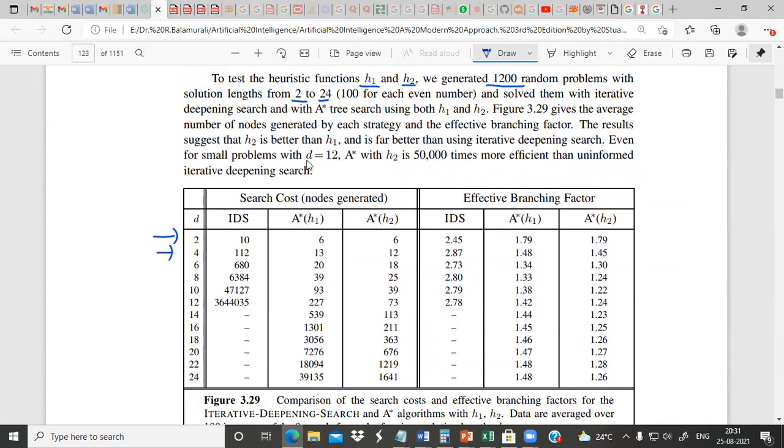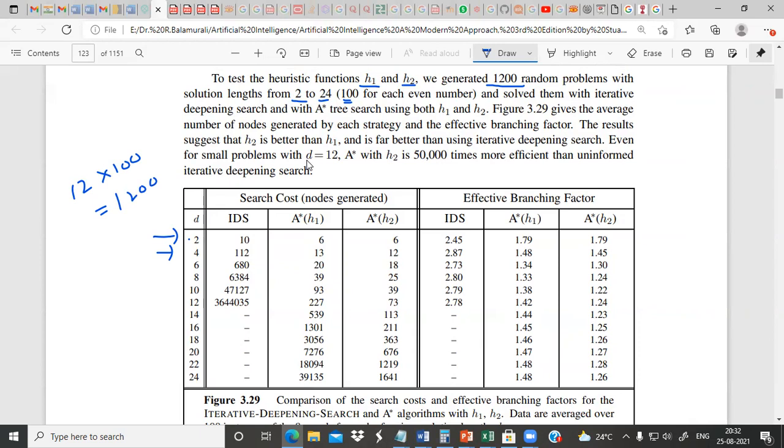So the depth, if the solution is available at depth 2, then that is this case. At depth 4, depth 6, only even numbers were considered, 2 to 24. For depth 2, 100 problems were created. For depth 4, 100 problems were generated. For depth 6, 100 problems were generated. So totally there are 12 values, and for each, 100 problems were generated, so 1200 problems. Are you getting?